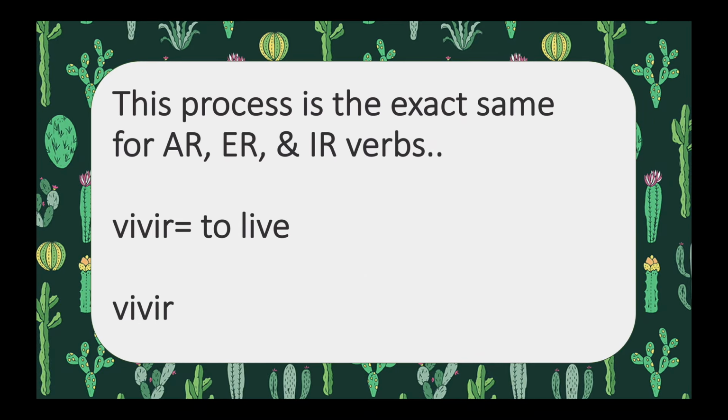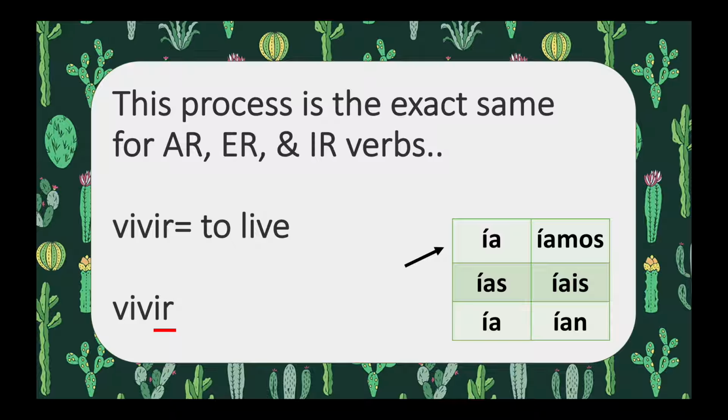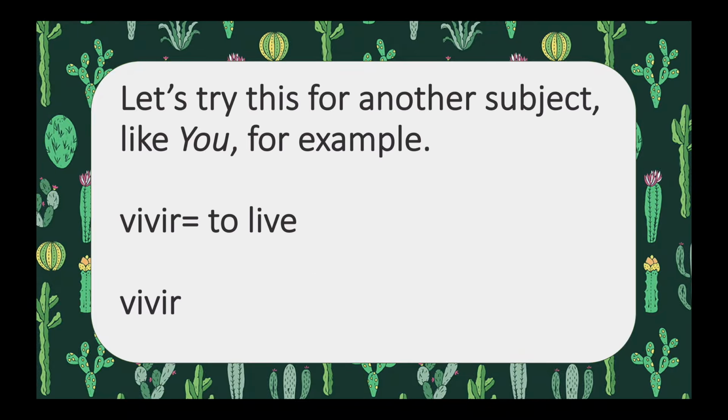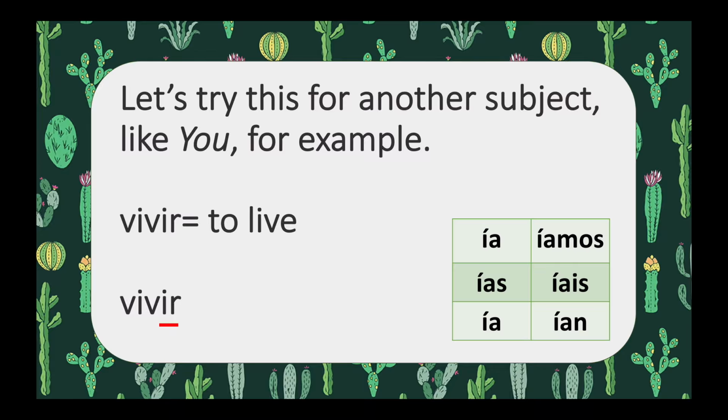And let's do an IR verb. Same thing. If I wanted to say I would live, I'm going to leave the IR ending there. I'm going to grab my ending for yo, and I'm going to put it right on the end. Now, viviría is saying I would live. Let's try this for another subject, like you, for example. Same process. I leave the infinitive, and I'm just going to grab the ending for tú, which is ías. I'm going to throw it right on the end. Vivirías, you would live.